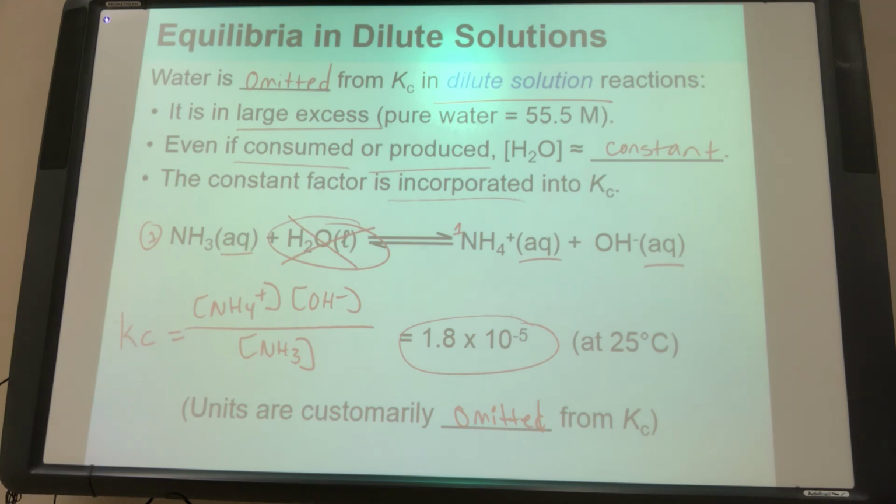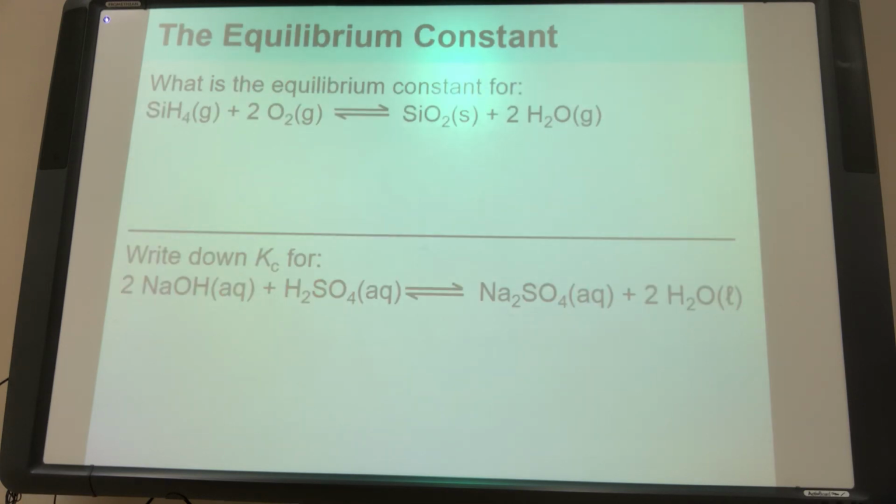All right, let's practice some more. Best way to practice these, okay? Because the whole chapter is on equilibrium constants. So if you can't write the generic Kc for this, it's going to get really complicated. So let's do it again. What is the equilibrium constant for the following? When it says what is the equilibrium constant, you have to know that that is Kc. So I need to write the Kc.